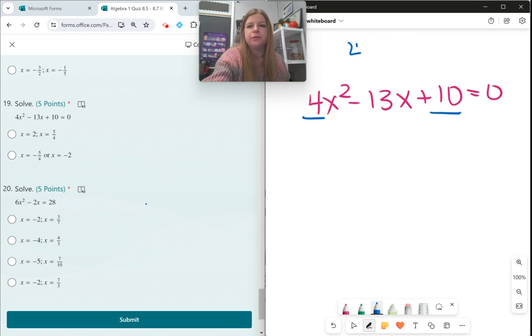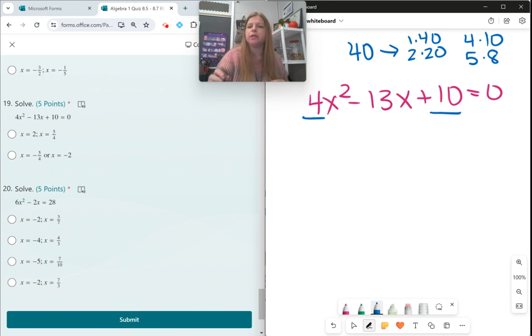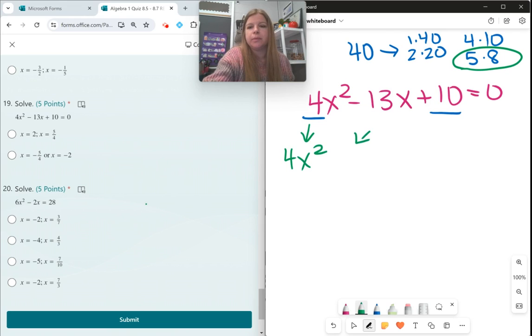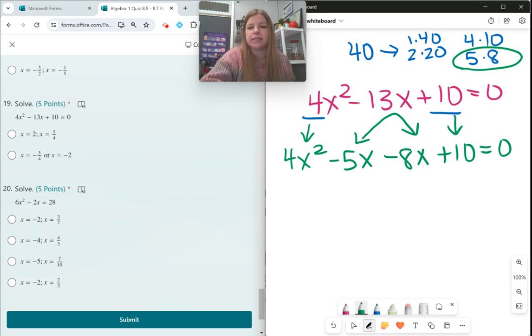4 times 10 is 40. We just talked about factor pairs of 40 before, so I'm going to go ahead and list them. And then I have to determine which one of these factor pairs could you get a negative 13 out of. Hopefully you see that it's 5 and 8. So again, for the third time, we bring down the first term. We break apart negative 13x using the 5 and 8, so a negative 5x, negative 8x. It does not matter what order I write those in, by the way. If you have them in a different order, the work will look different, but the final answer is the same.